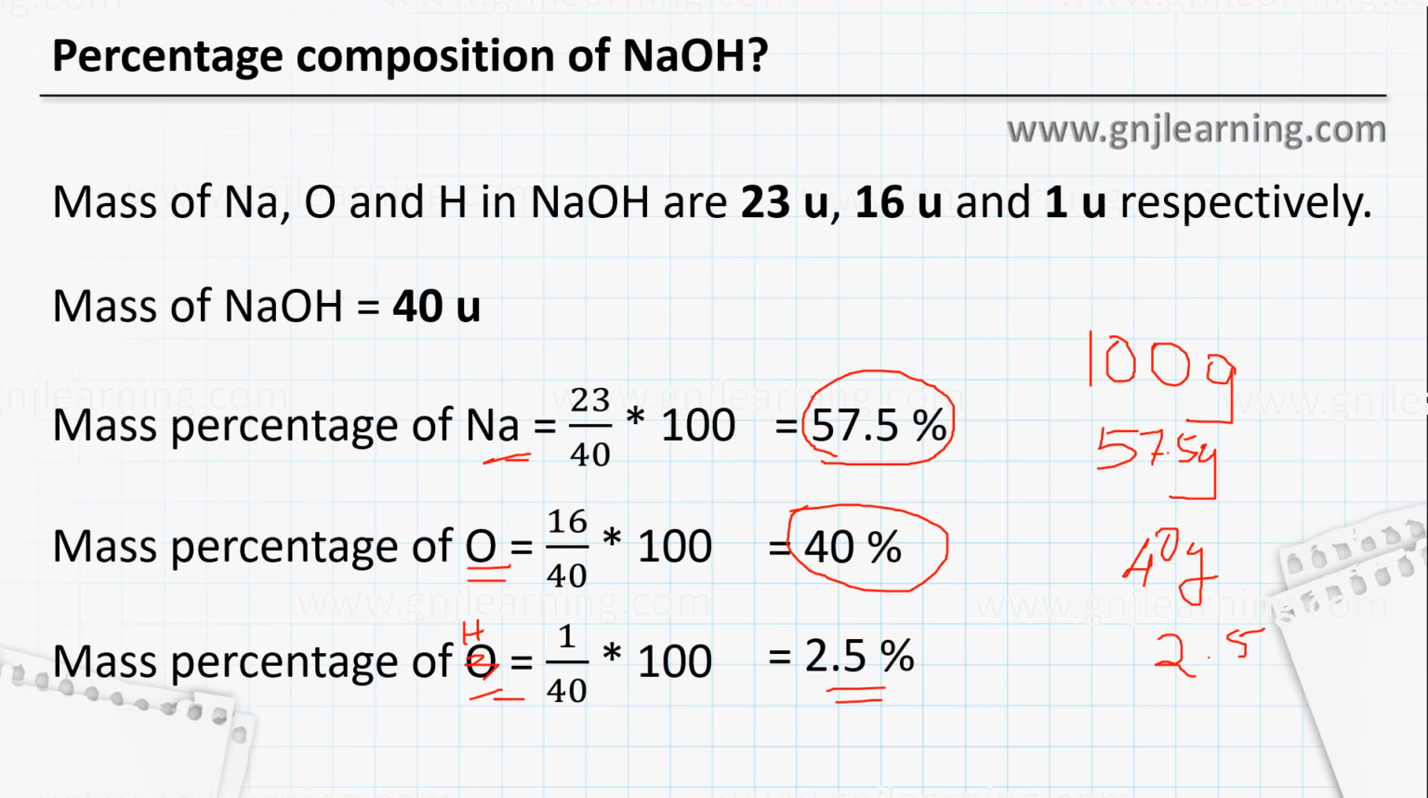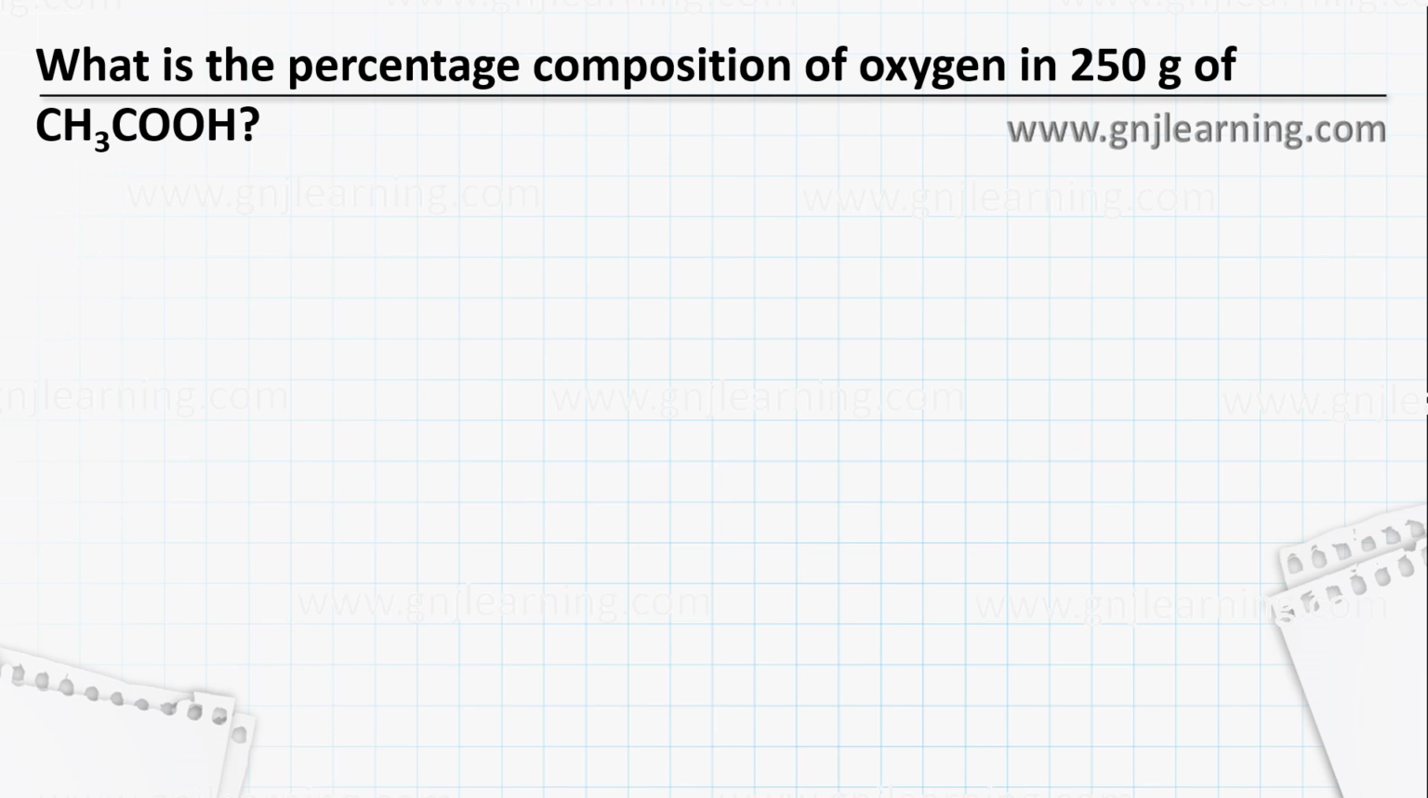Clear? Okay. Next question. What is the percentage composition of oxygen in 250 gram of CH3COH? If it is specifically mentioned about a particular atom, then you don't have to calculate the composition of all other atoms. You can specifically calculate the composition. So what they have asked here is about the percentage composition of oxygen, from 250 grams.